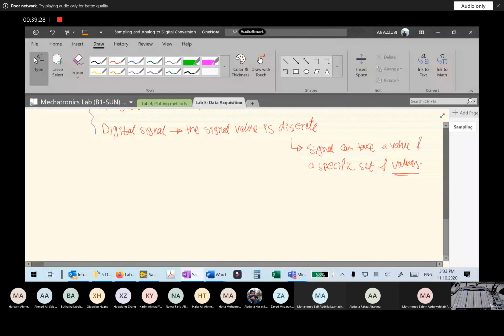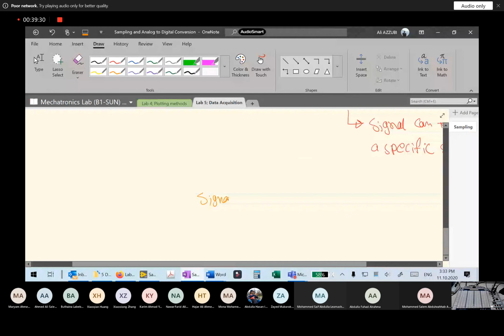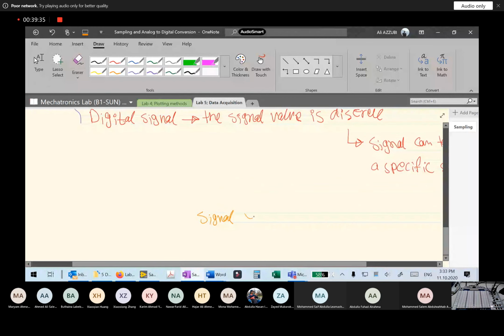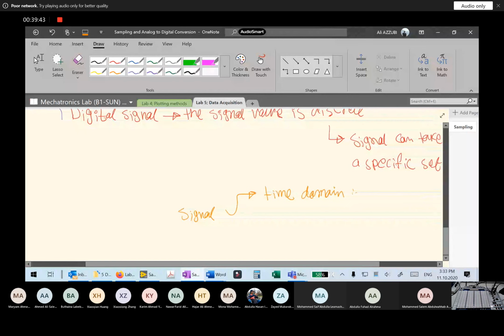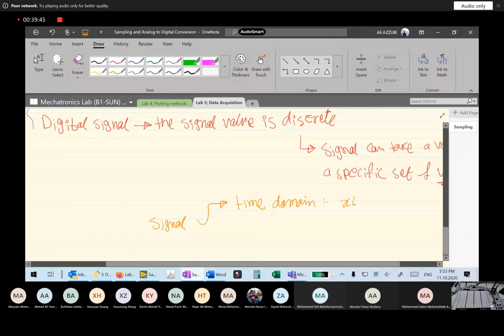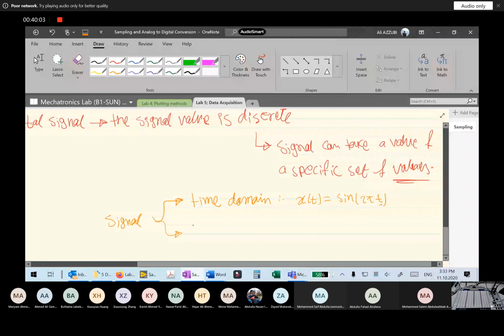If you have a signal, you can represent the signal either in the time domain, meaning I have a signal x of t, for example x of t equals sine 2 pi t. Then I have expressed it using the time domain, where the variable is t. Or you can use the frequency domain.